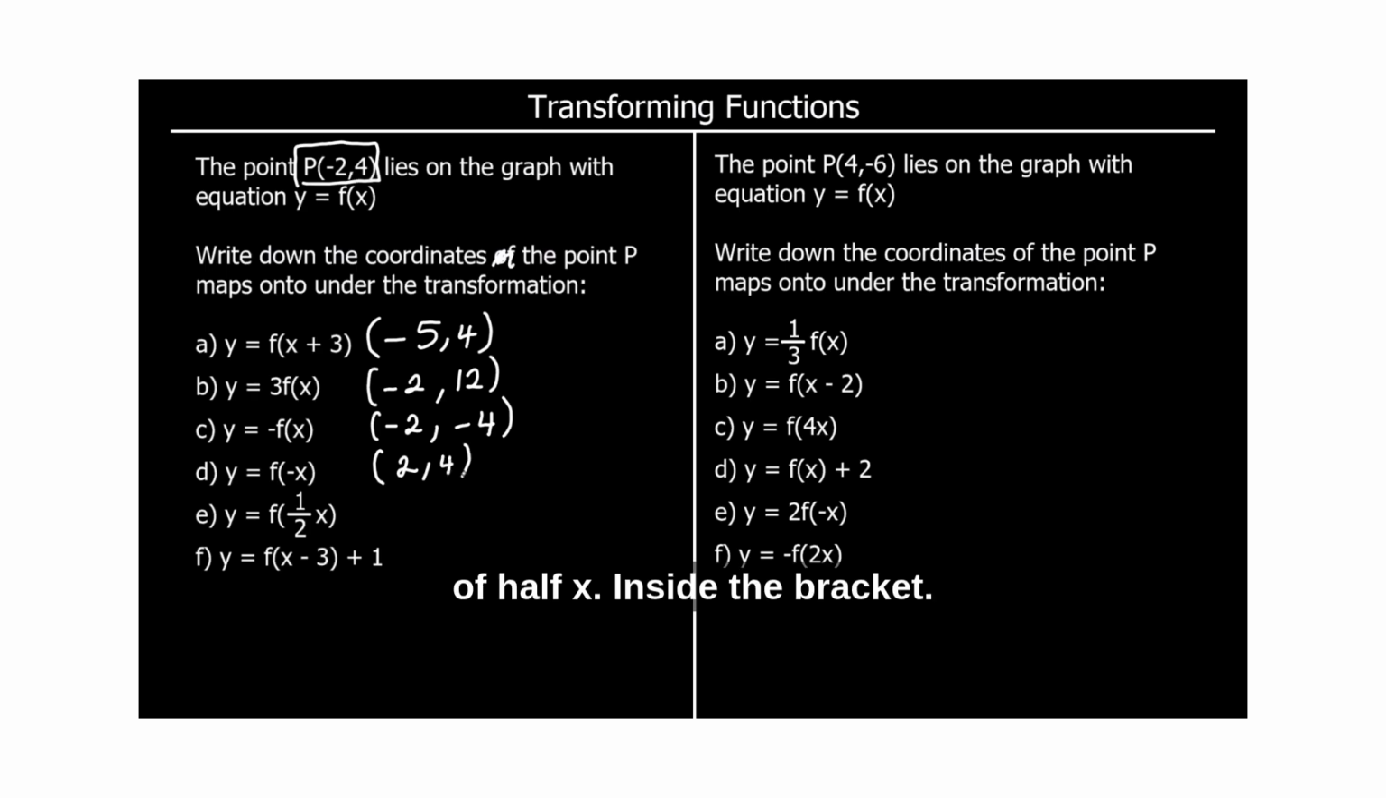f of half x, inside the bracket, changes the x, and it says half, but we double, so we double the x coordinate. The y stays the same. And the last one, we've got a change to the x and the y. So inside the bracket, we've got negative 3. That means 3 spaces to the right, plus 3 onto the x. Negative 2 plus 3 is 1. And for the y, it's plus 1. 4 plus 1 is 5.